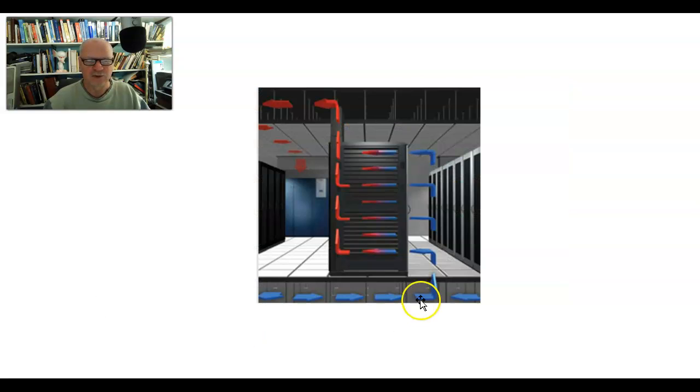Typically, what we do is we build our aisles like this. So the front side has cold air coming into it, usually coming out of the floor like that, and then the hot air coming out of the back. So you have a cold aisle, hot aisle like that.